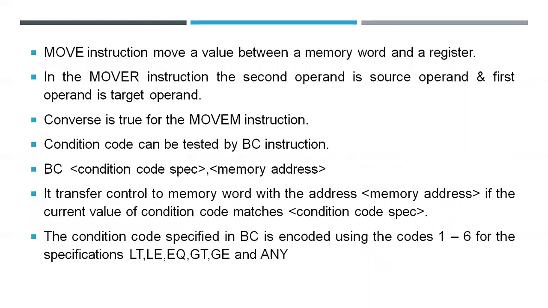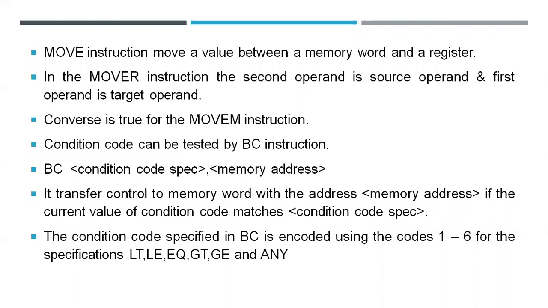You can see here the move instruction, which moves a value between a memory word and a register. In the move r instruction, the second operand is a source operand and the first operand is a target operand, as we have seen. The converse is true for move m. Move m and move r are exactly in reverse. Condition code can be tested by the BC instruction, branch on condition. BC, branch code specification, and memory address.